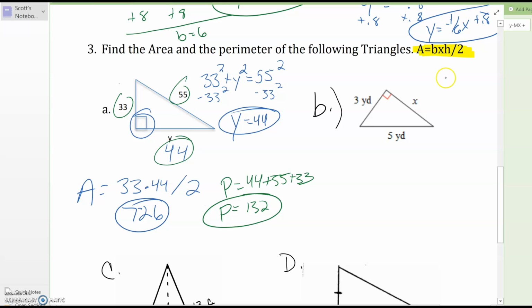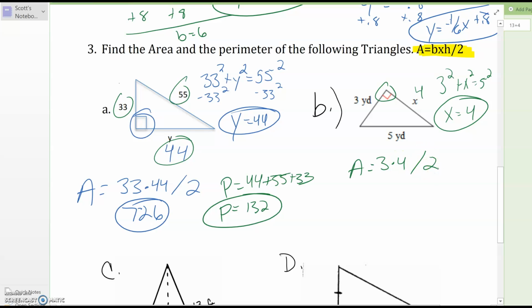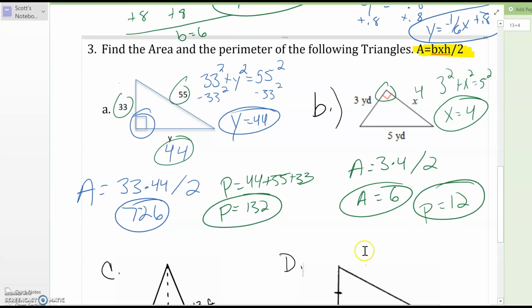All right, for letter B here, I'd have 3 squared plus x squared equals 5 squared. You end up getting x is equal to 4. Area would be 3 times 4 divided by 2. Area would equal 6. Perimeter, you add them all together. 3 plus 4 plus 5, which would be 12 yards.